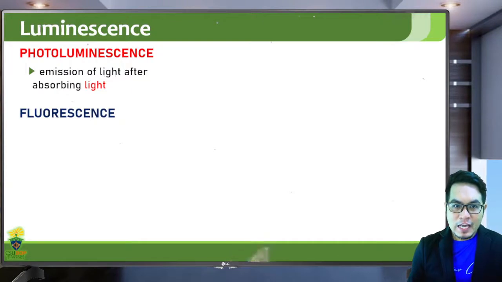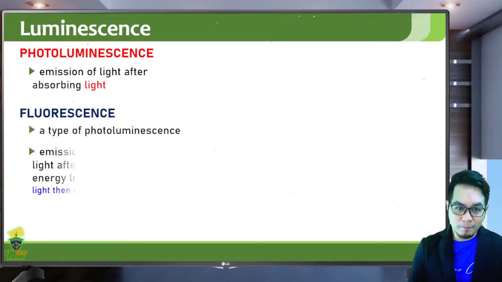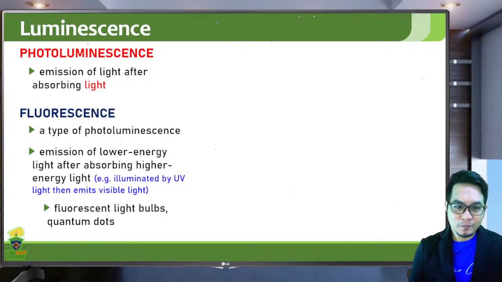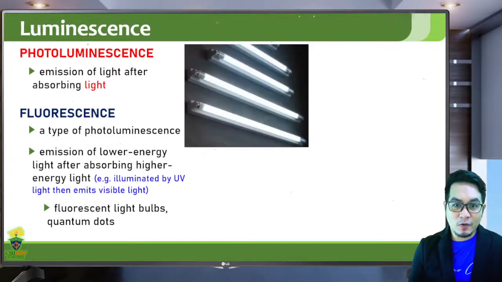A specific type of photoluminescence is what we call fluorescence, wherein the emission of lower energy light is observed after absorbing high energy light. For example, if you illuminate your fluorescent material with UV, and then your material emits visible light. So that is lower energy light, visible light, as compared to UV. Take note, UV is higher energy as compared to visible light. Examples of this are fluorescent light bulbs.